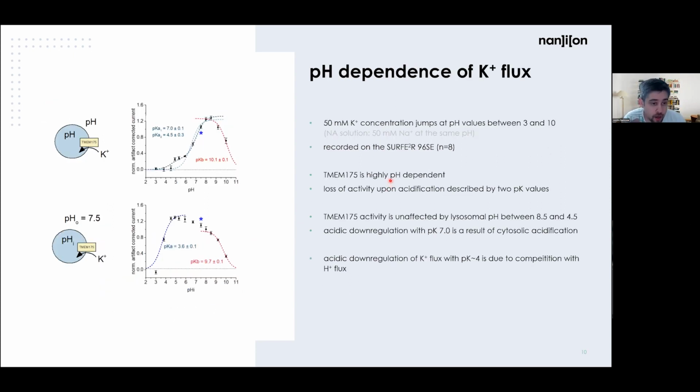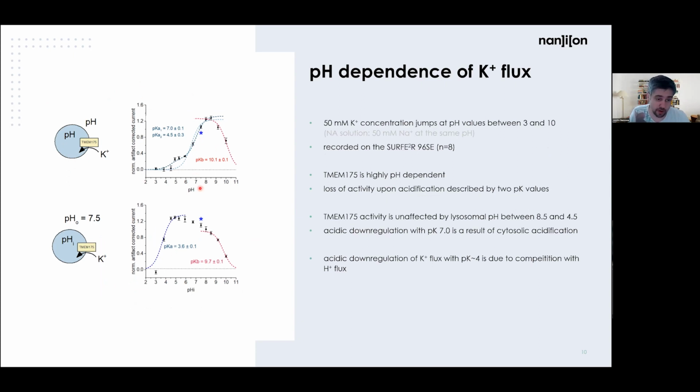We then wanted to know something about the pH dependence. As you all know, TMEM175 not only conducts potassium, rubidium, and cesium, but also protons. We started out to investigate the effect of pH on the potassium flux through TMEM175.